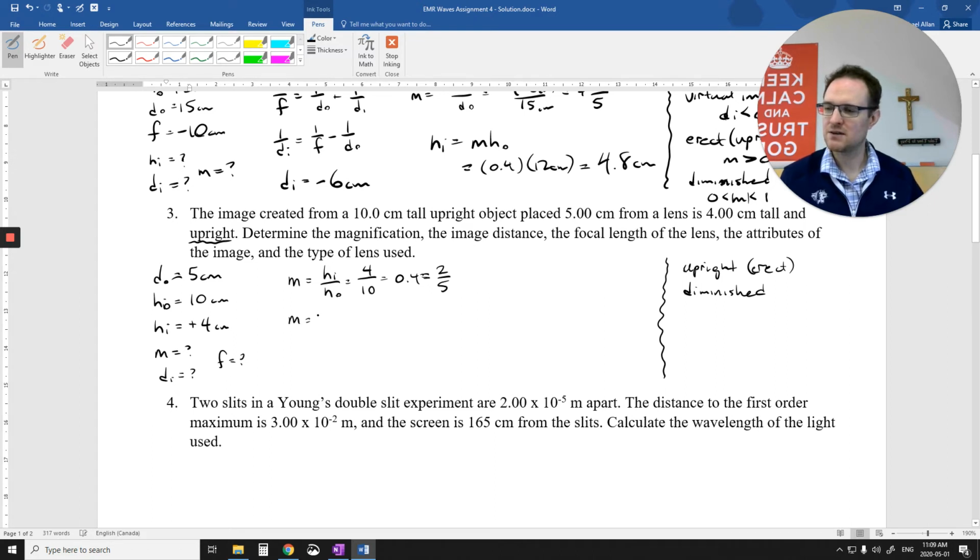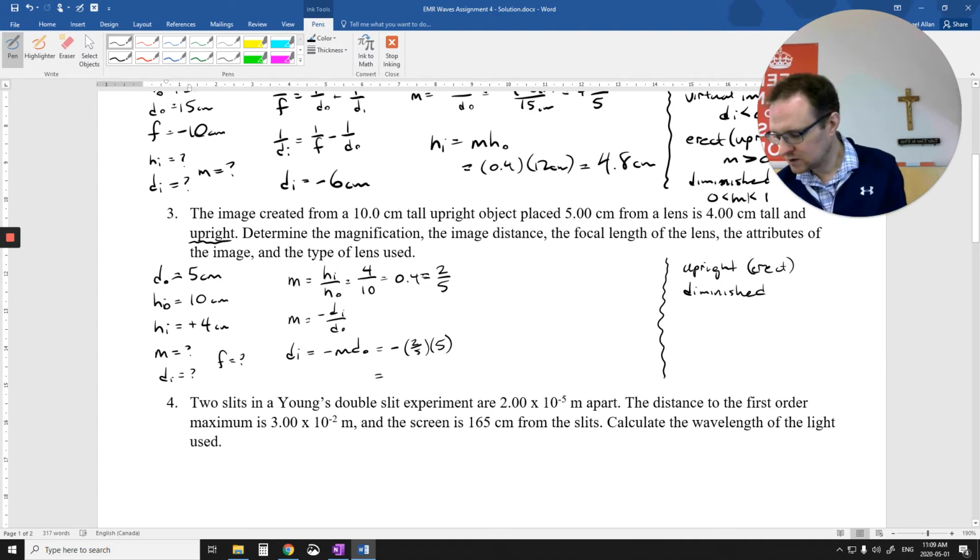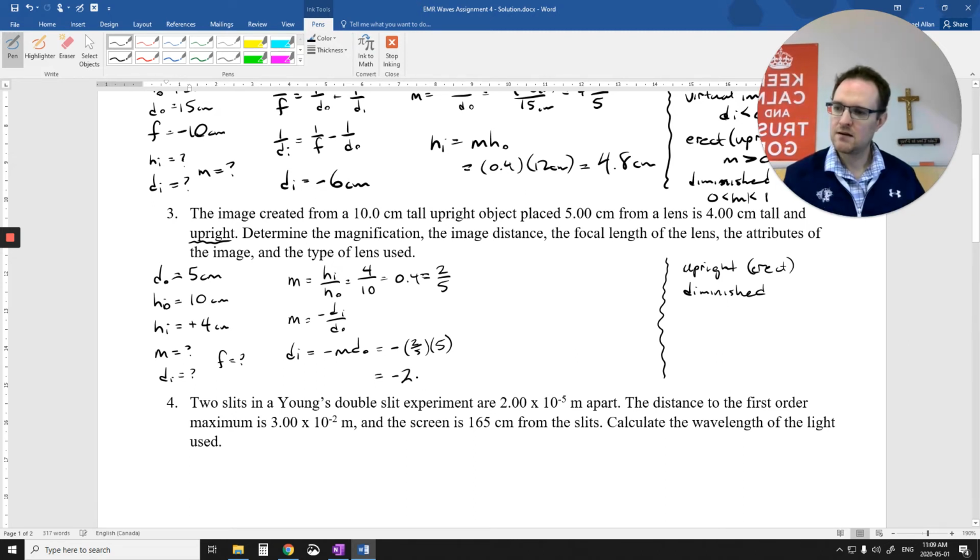So remember, our magnification is negative DI over DO. We can rearrange this to find DI is negative M times DO. So negative 0.4 times 5, negative 2. I probably should put proper sig digs in these. I haven't been putting proper sig digs in all these questions up here.